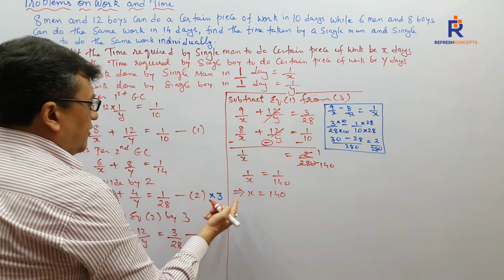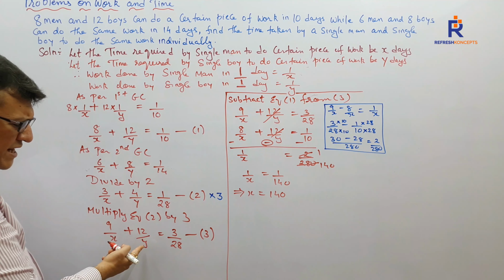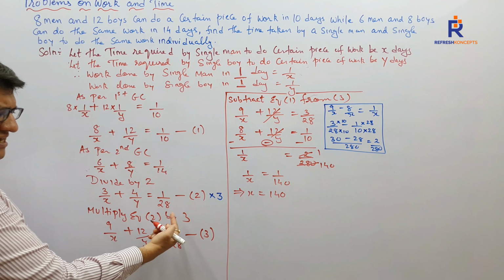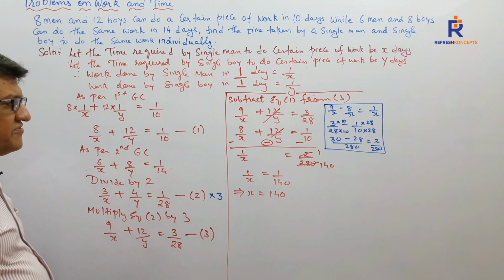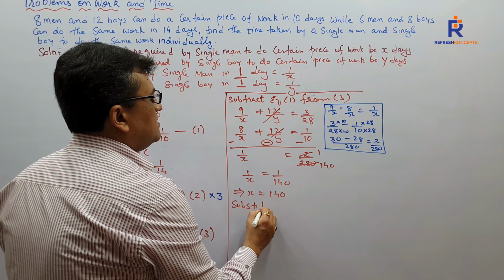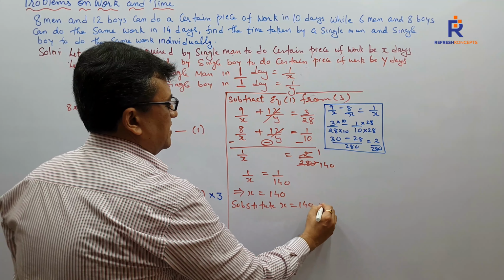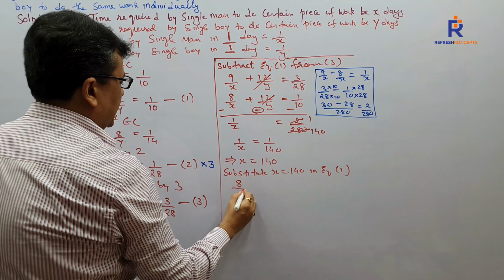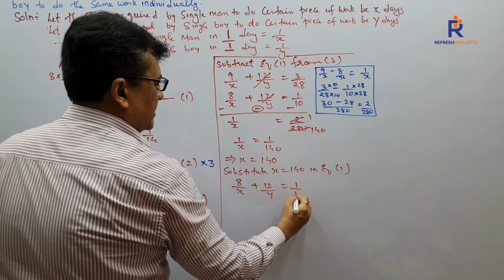I want to find out y also. Now you can substitute the value of x in any of the equations. Mind you, don't do it in 3 because it is multiplied 3 times now. 1 or 2, you can pick any one of them. I shall pick up 1. Substitute x equals 140 in equation 1. Now in my equation 1, I have 8 by x plus 12 by y is 1 by 10.